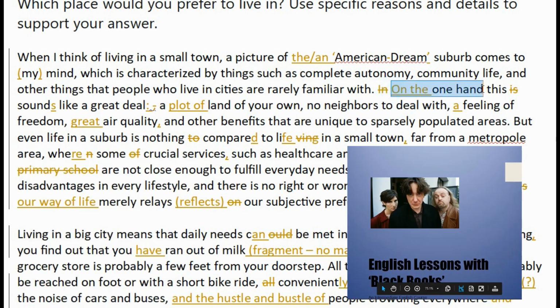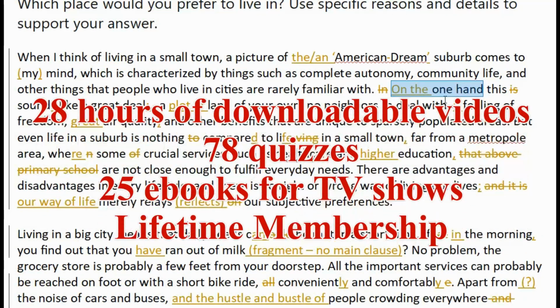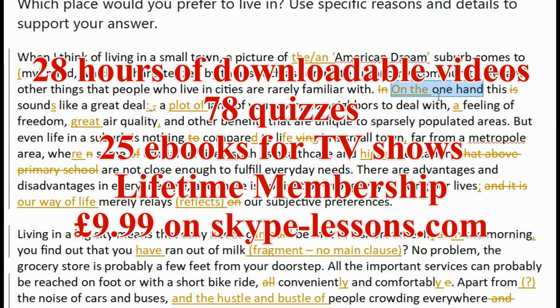On the one hand, now this is something you just have to memorize, guys, and you can put a comma there if you want to. I probably would, but it's up to the writer, really. You can miss it out as well. But please memorize on the one hand, on the other hand. Yeah, because they are the expressions that we use.